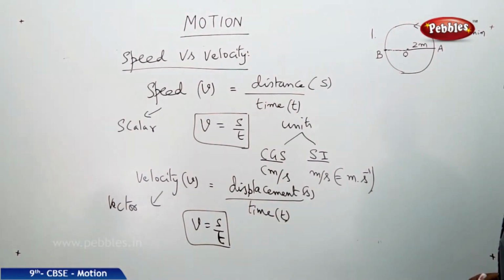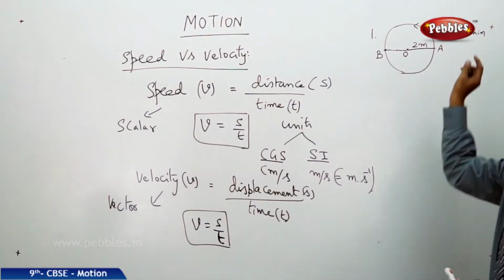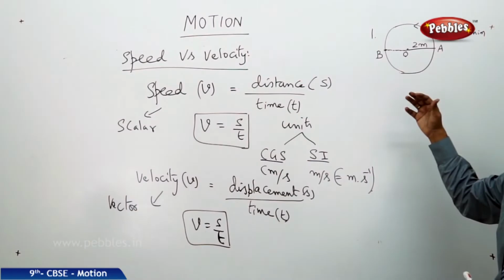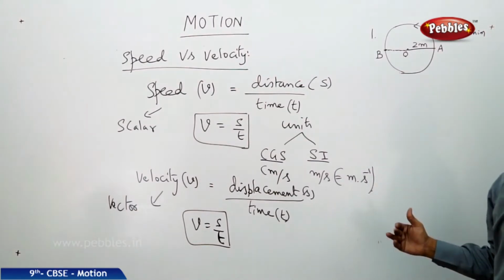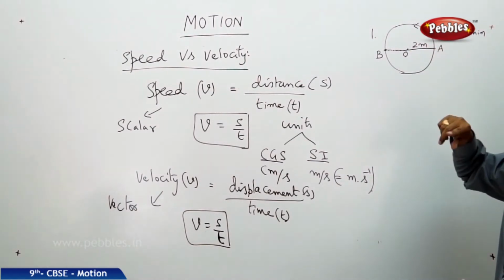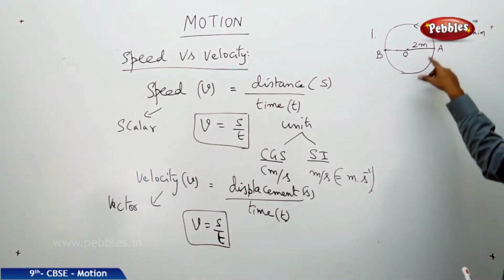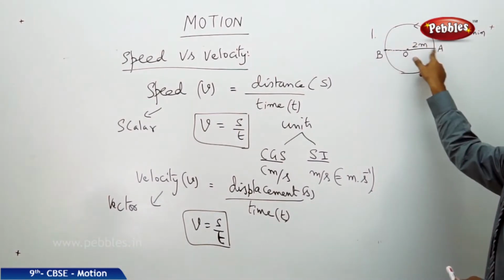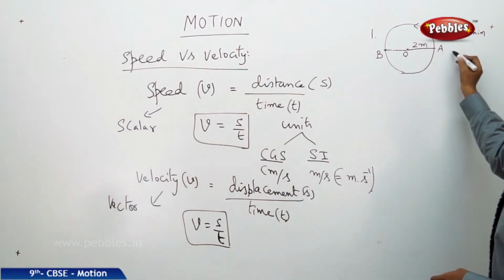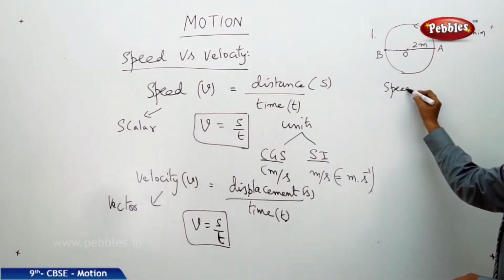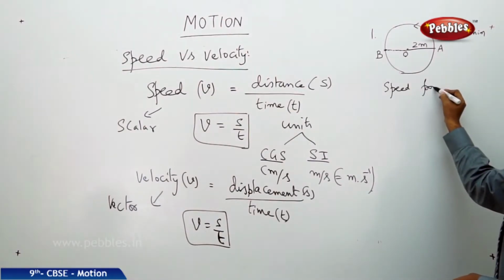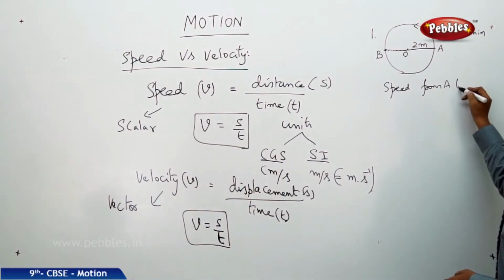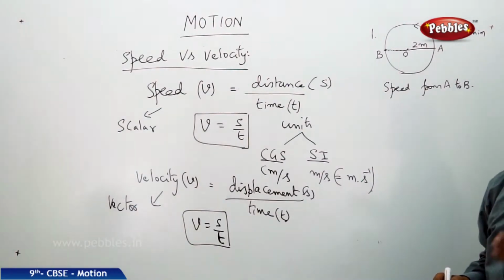Now see this example, the previous example where we found distance and displacement. This time we take the same example and try to calculate speed and velocity. The body is in a circular path of radius 2 meters. It starts at point A and moves along the circular path. When it covers half a circle, from A to B, what is the speed from A to B? Of course, I want velocity also.